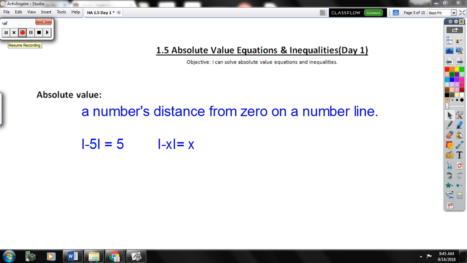Here we have the definition of an absolute value, which we actually wrote last week: a number's distance from 0 on a number line. So remember, the absolute value of a negative 5 would be a positive 5. The absolute value of a negative x would become a positive x.